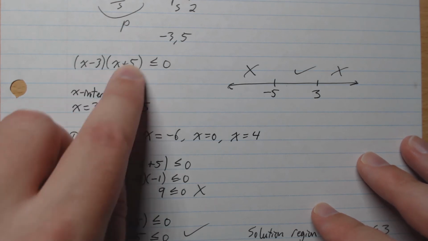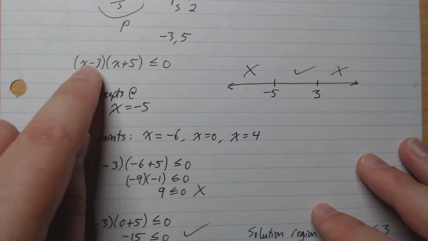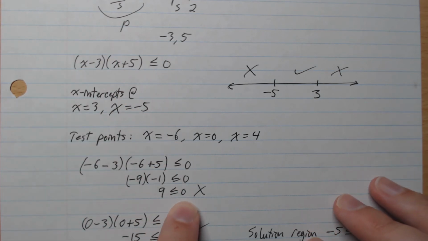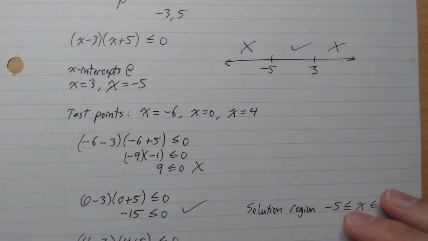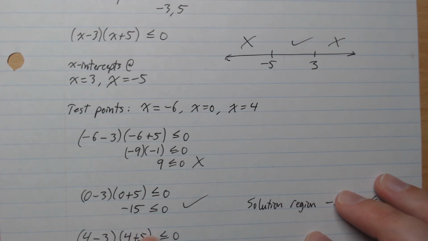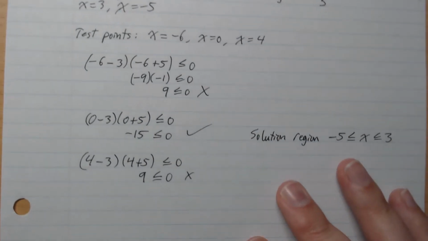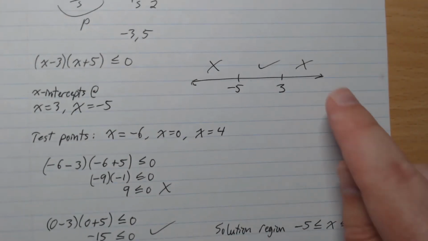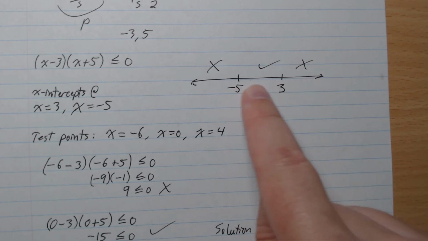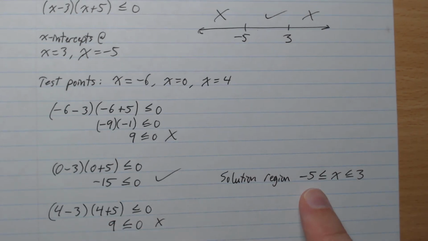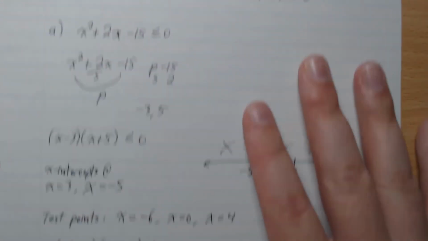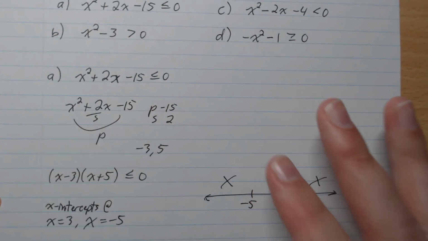We're going to plug it into our factored version here. So -6 gets plugged in, 9 less or equal to 0, that's false. Plug in 0, we get -15 less or equal to 0, which is true, so we update that here. Plug in 4 and we get 9 less or equal to 0, which is false. So we update that here. So this is our solution region. So between -5 and 3. And it's allowed to be equal because it is less or equal to 0, like that.